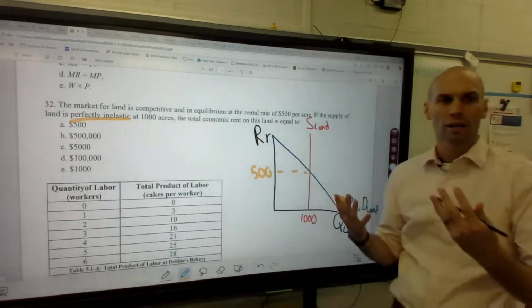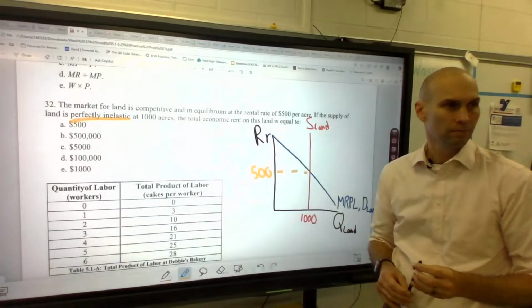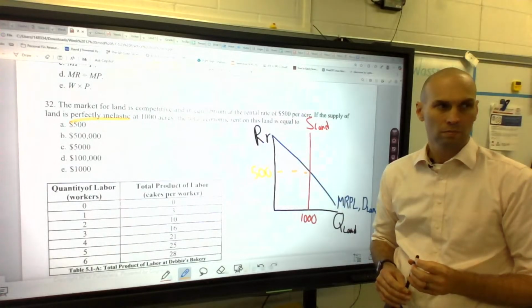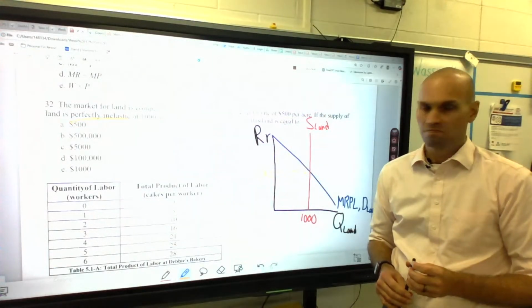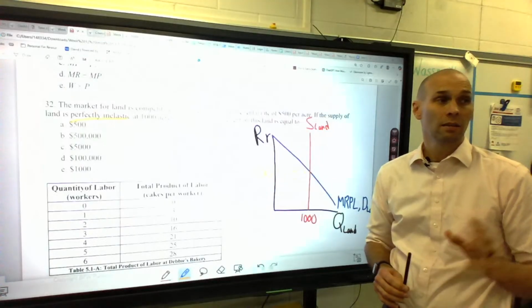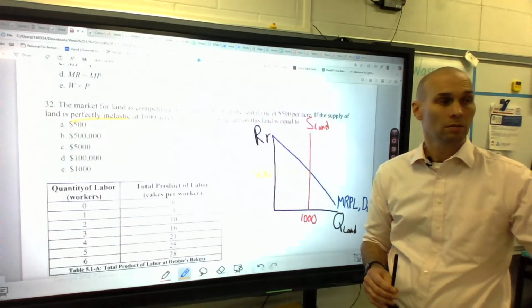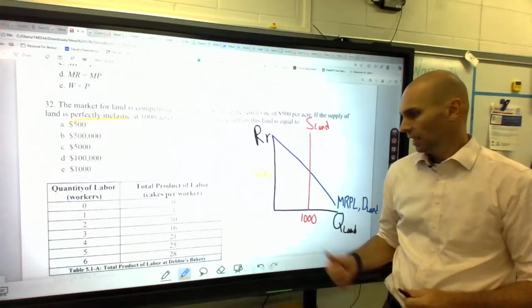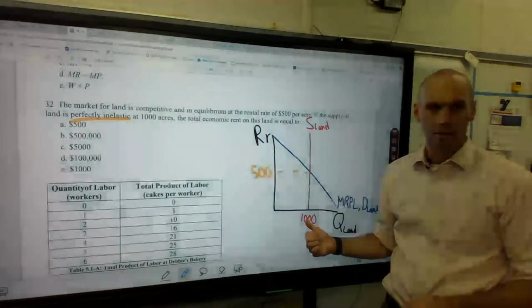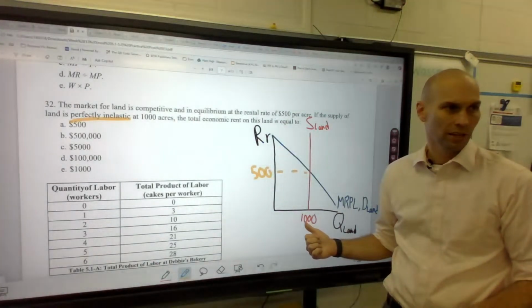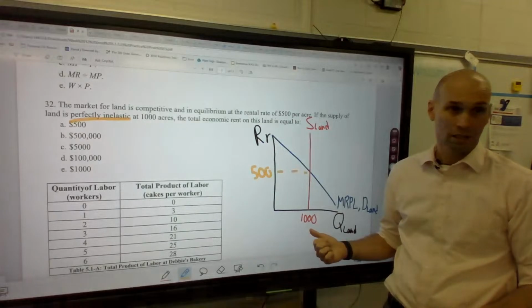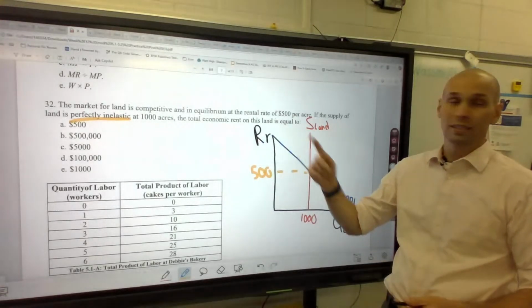That means, what does it cost me to offer an acre of land? It doesn't cost me to rent it out. If the amount of land I have is fixed, no matter what, is there any cost to renting out land? No. I've got 1,000 acres. It costs me nothing. That's what economic rent is.